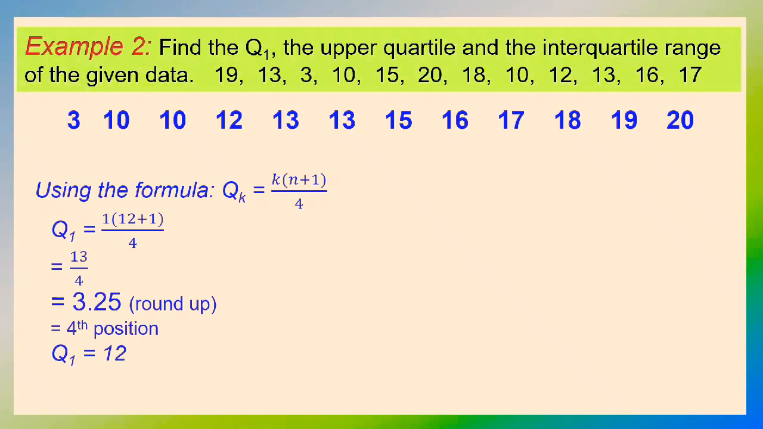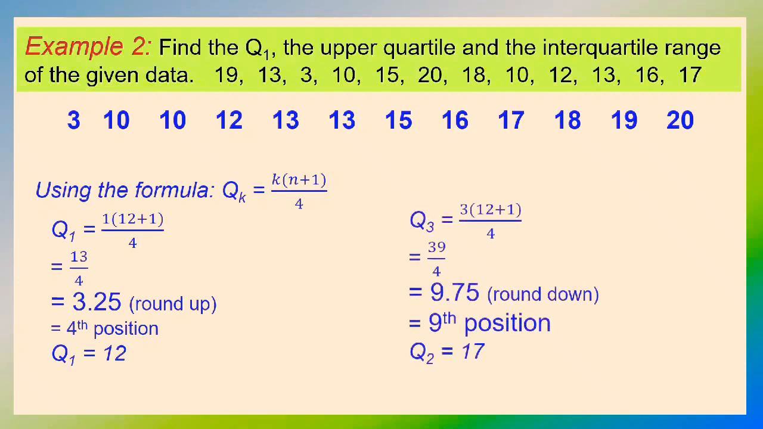So now let's take a look at the third quartile. So here, k will be replaced by 3 times the quantity 12 plus 1 all over 4. By simplifying, we get 39 divided by 4. The quotient of 39 divided by 4 is equal to 9.75.